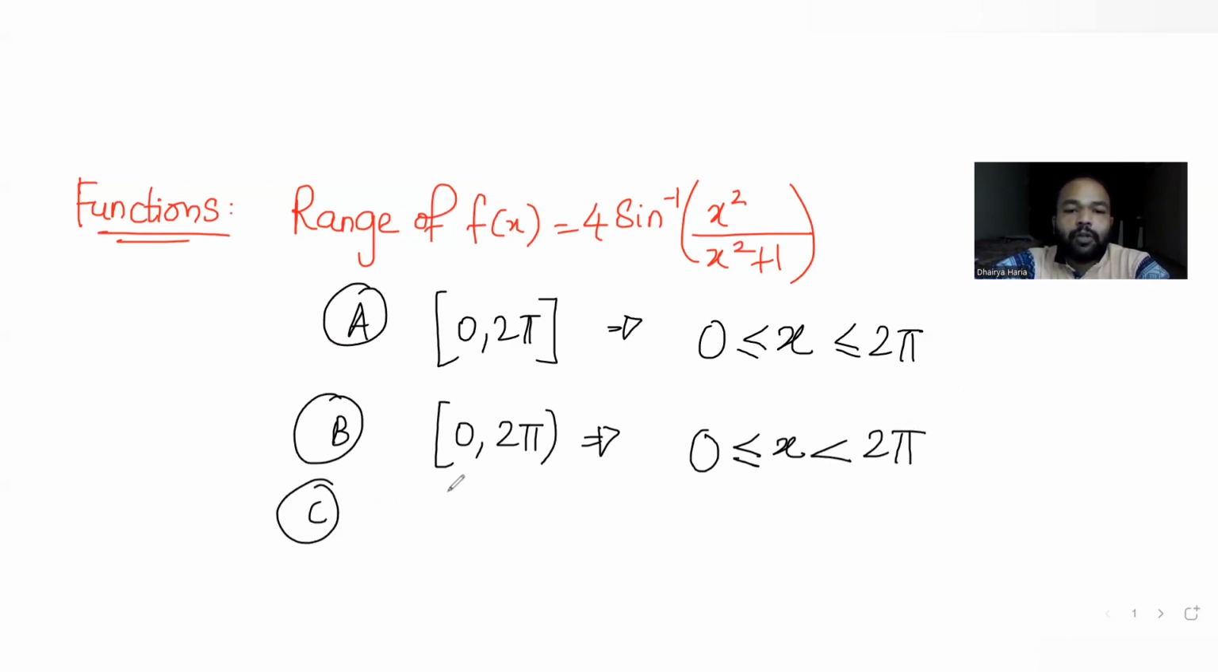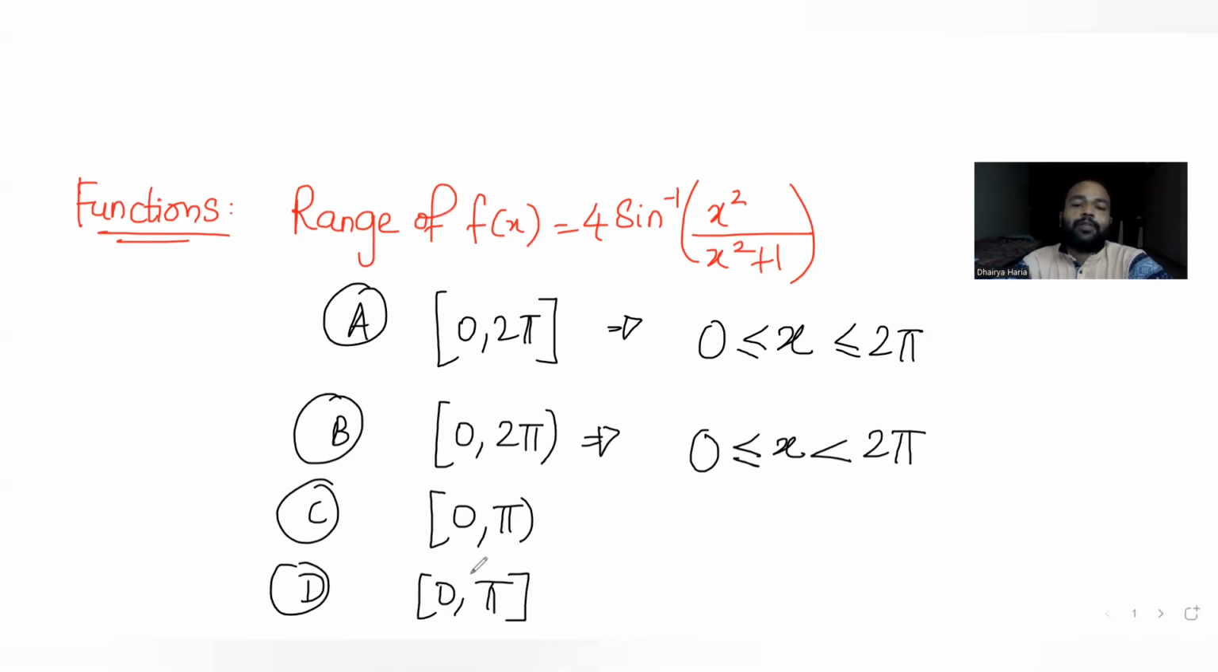Third option, 0 to pi, closed interval for 0 and open interval for pi. And the last option given to us is closed interval of 0 and pi. Closed interval is always shown by a square bracket and open interval is always shown by a round bracket. So we need to figure out which one of the four options is the range of this function.